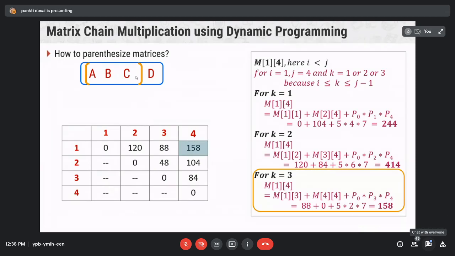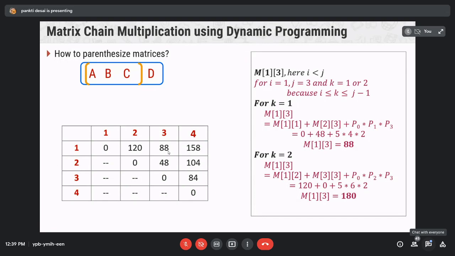Now next, we reach the third. For M14, the value of k is equal to 3. Now we have one group A, B, C, so that is 1 and 3. So we have to see M13, because here the fourth matrix is now separate. So we have to see this parenthesis group, 1, 2, and 3, so we have to see M13. Now for M13, to get the M13 value 88, what is the value of k which we used? That is k equal to 1.